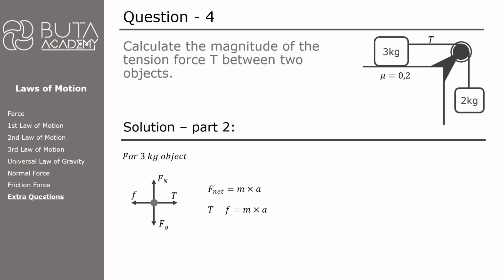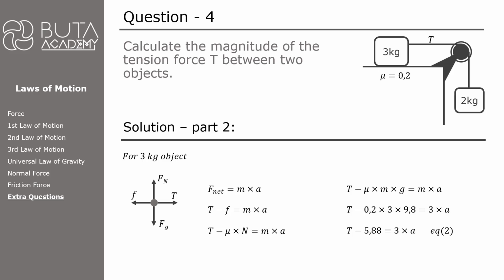Formula of calculating friction force is mu times the normal force, which in this case has the same magnitude as the force of gravity and is equal to mass times gravitational acceleration. Coefficient of friction is 0.2. Mass is 3 kilograms and gravitational acceleration is 9.8 meters per second squared. As a second equation, we get T minus 5.88 is equal to 3 times a.